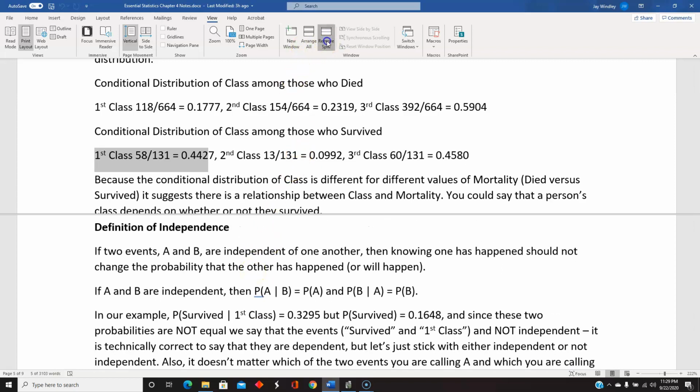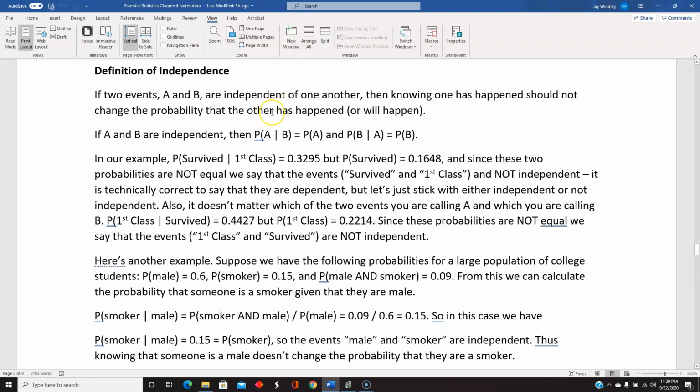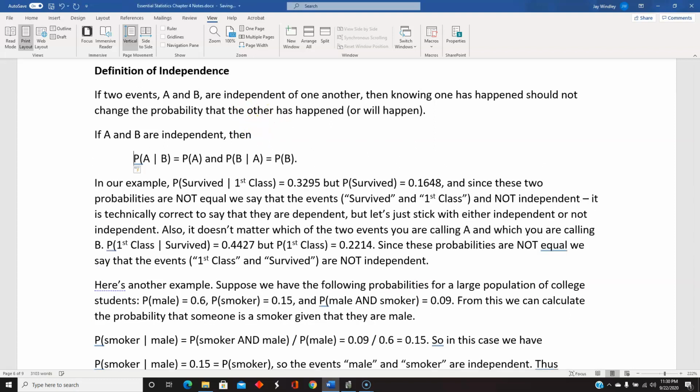So that kind of leads us into a discussion of independence. A lot of times when the question of independence comes up on a test, somebody will answer it in more colloquial terms, like they'll say, oh yeah, whether or not you survive is independent of class because there were survivors in every class. Or they'll say, because you can survive regardless of what class you're in. But the statistical definition of independence is this line right here.